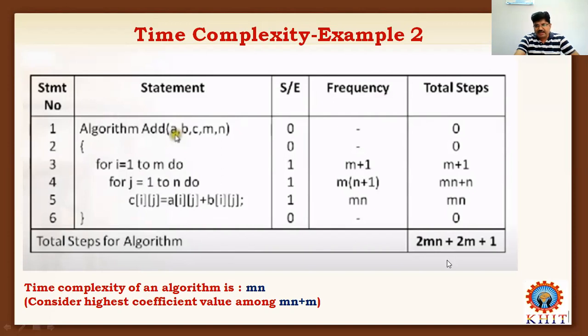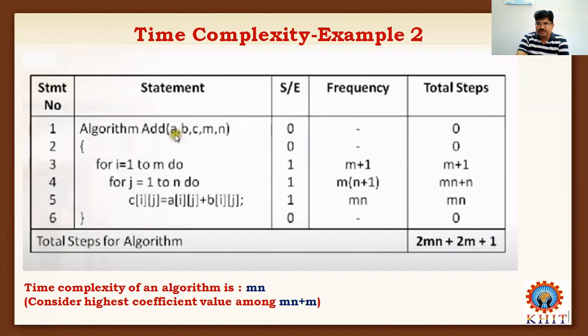And finally you can add the total number of steps. You will get the expression as 2 into mn plus 2m plus 1. This is the final resulted expression. But from this expression, we need to calculate the time complexity. So before calculating the time complexity of the given algorithm, we need to ignore the constant values of the expression. What are the constant values available? 2, 2, 1. These are constant values.